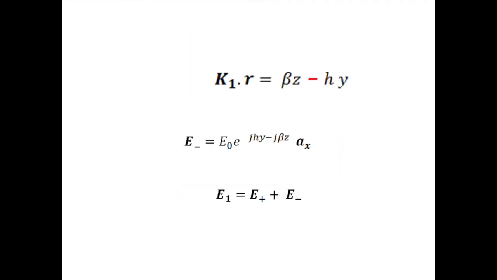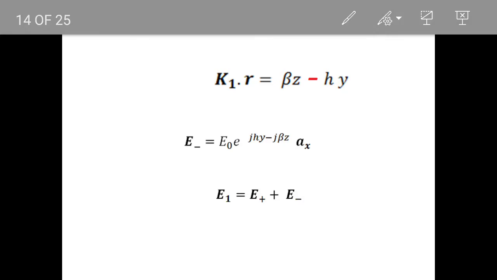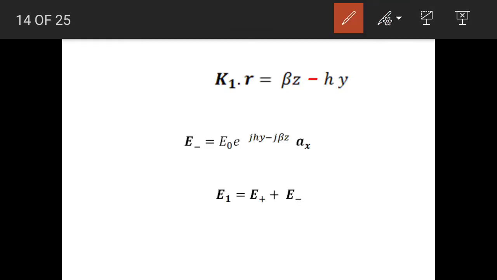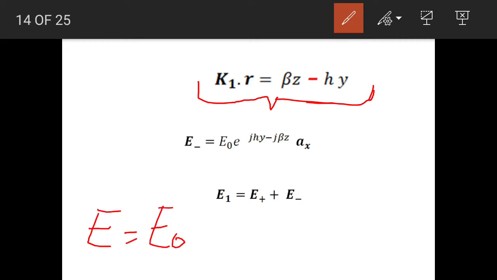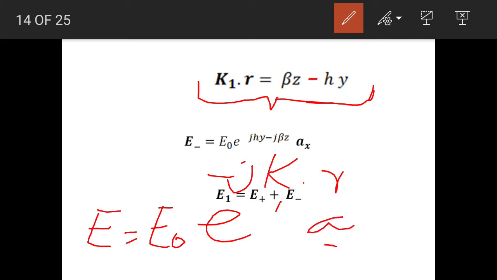So k1 dot r is equal to beta z minus hy. And we consider the equation for the electric field intensity. We know that the electric field intensity is equal to E naught into e raised to power minus j k1 dot r, and then we have the unit vector ax. So we put the value of k1 dot r in this particular equation.